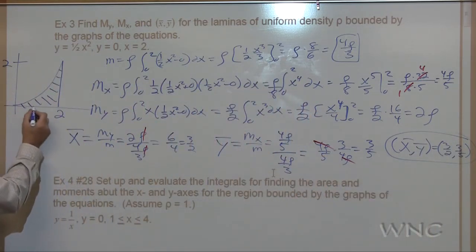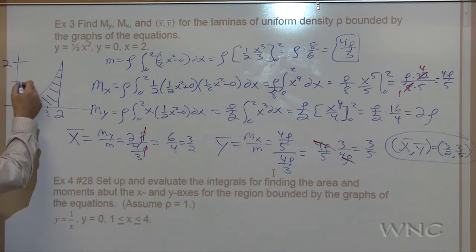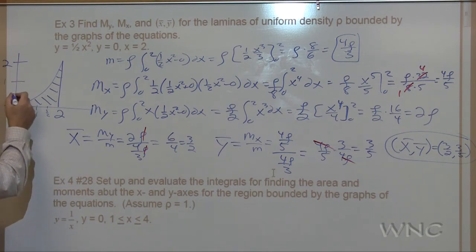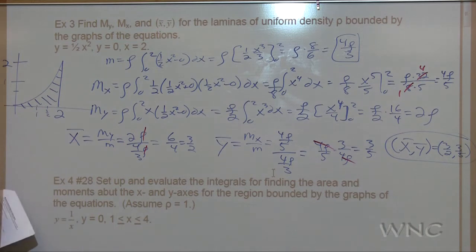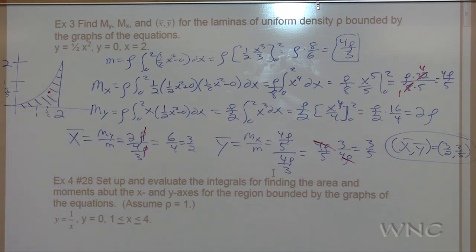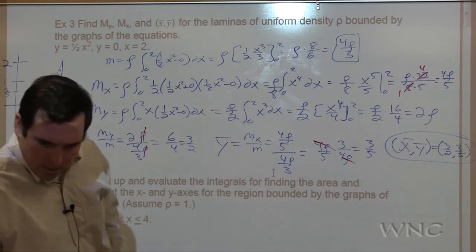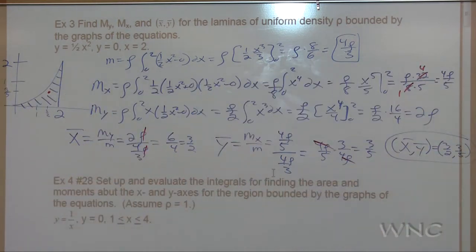Now 3/2, there's 1. Here's 3/2. 3/5, now this is 1, right about here. So that would put the center probably right about there. And that's just an estimation, that's just a hand drawing. Okay. So we found the mass, we found Mx, found My. X bar is My over m, y bar is Mx over m. So let's go on to the next example. Feel free to pause that one.